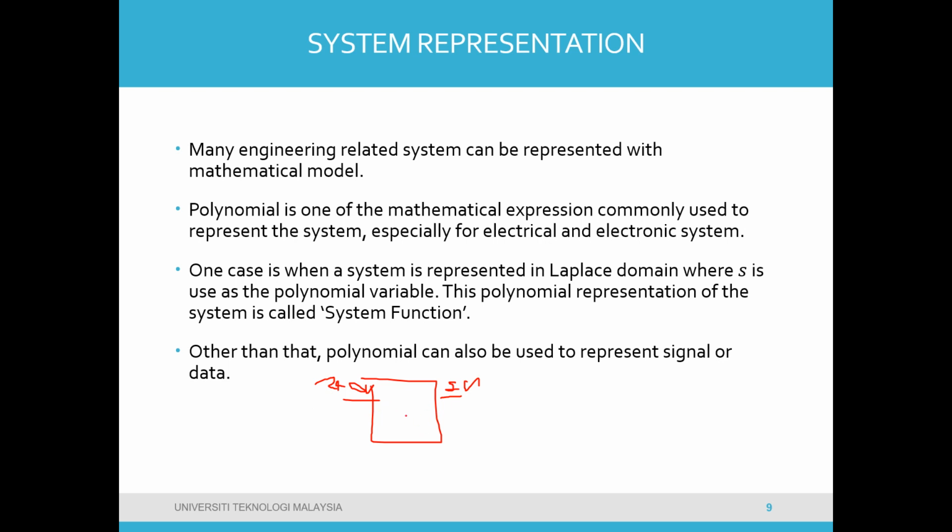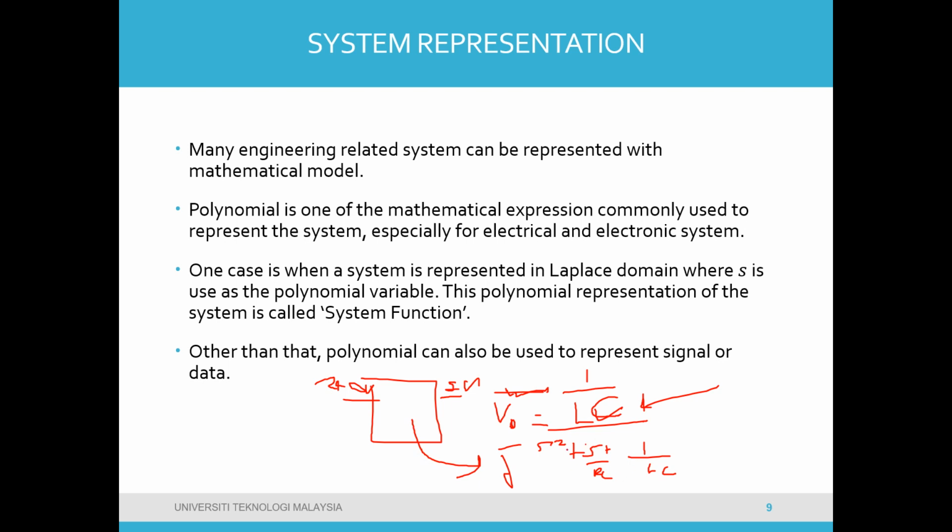This one can be represented as a function. For example, here 1 over LC, divided by S squared plus S over RC plus 1 over LC. This is V out divided by D, if not mistaken. This is one of the characteristics. The converter you use to charge the phone can be represented by this equation.